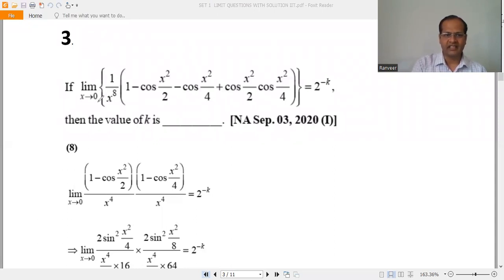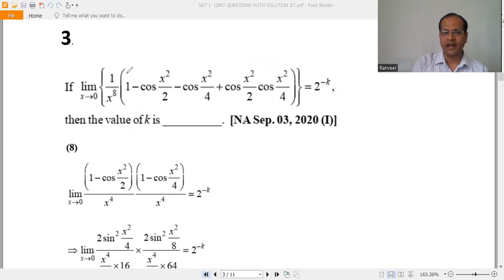2020. Limit x tending to 0 of 1 by x to the power 8, times 1 minus cos x square by 2, minus cos x square by 4, and this is the product of these two only. So first of all, what do we have to do in this type of question? x to the power 8 is outside. So first of all we have to factorize this term, because this term is nothing but the combination of these two terms.